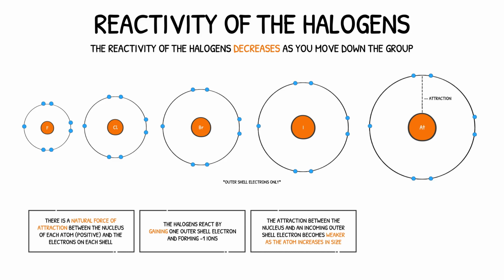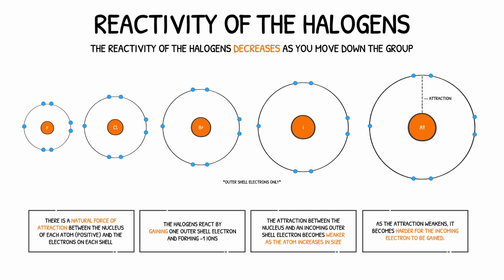As the atoms of the halogens increase in size, the distance between the nucleus and the incoming electron increases too, and so the attraction between them becomes weaker. As the attraction weakens, it becomes harder for the halogens to gain this electron and therefore react with other elements. This explains why the halogens become less reactive as you move down the group. As it becomes harder for the halogens to gain this outermost electron, it also becomes harder for them to react.